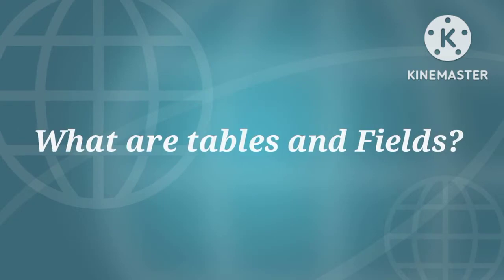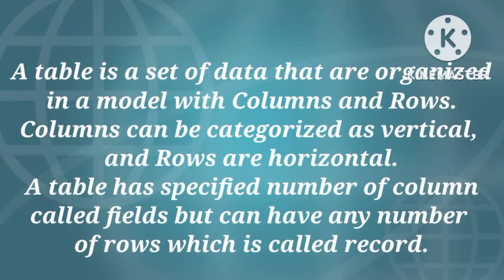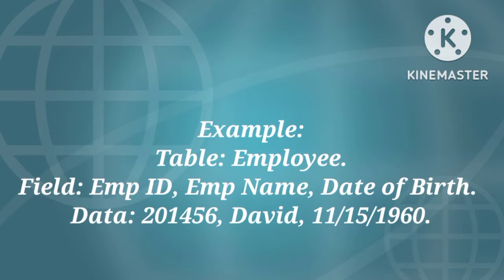What are tables and fields? A table is a set of data that is organized in a model with columns and rows. Columns can be categorized as vertical, and rows are horizontal. A table has a specified number of columns called fields but can have any number of rows, which are called records. Example: Table, Employee. Fields: Emp ID, Emp name, date of birth. Data: 201456, David, November 15, 1960.